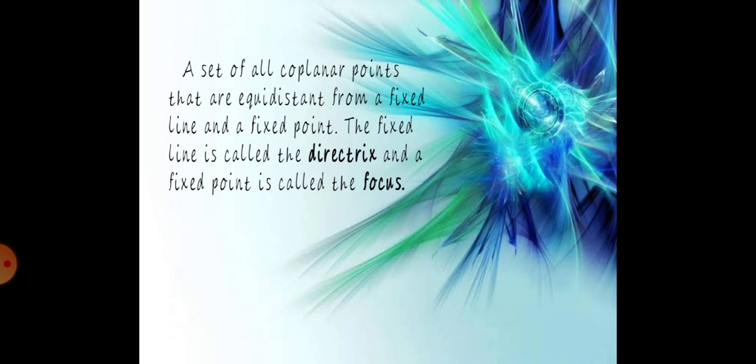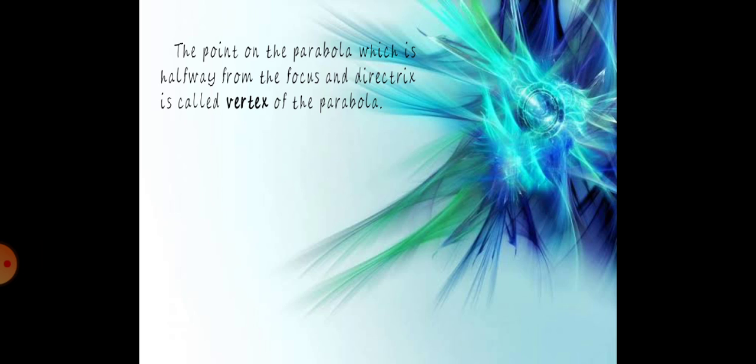So I will now discuss the conic section of parabola. So what is a parabola? A parabola is a set of all coplanar points that are equidistant from a fixed line and a fixed point. The fixed line is called the directrix and the fixed point is called the focus. The point in the parabola which is halfway from the focus and directrix is called the vertex of the parabola.